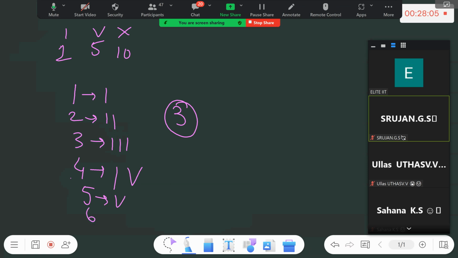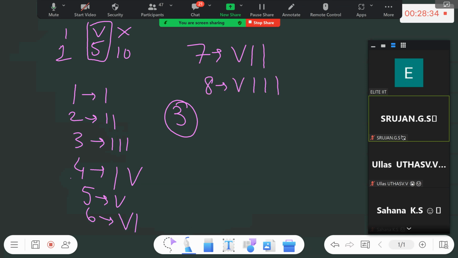Next 5 means V. Now what does 6 mean? Exactly. We'll use the nearest standard Roman numeral V. But this is 6. 6 means 1 plus 5, isn't it? And 1 is more, so on the right hand side, VI. Okay? Next again 7, same. V, 2 more, so double I. 8 means V triple I. 3 more, isn't it?